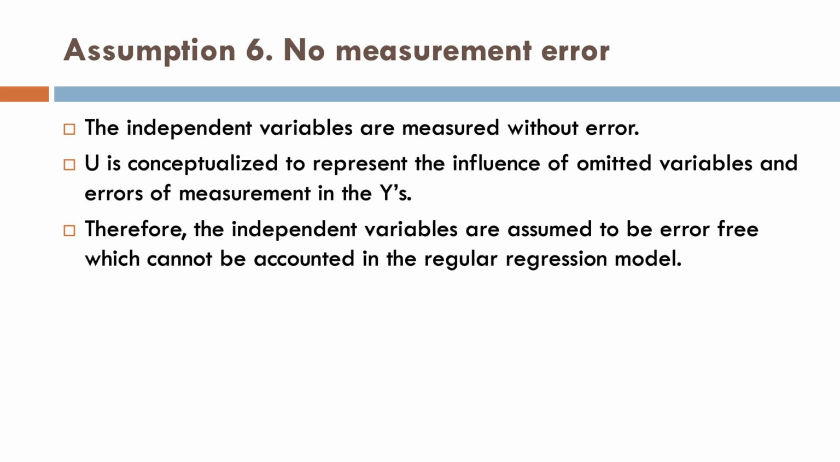Assumption 6, the independent variables are measured without error. u_i is conceptualized to represent the influence of omitted variables and errors of measurement in y_i's. Therefore, the independent variables are assumed to be error free, which cannot be accounted for in the regular regression model.